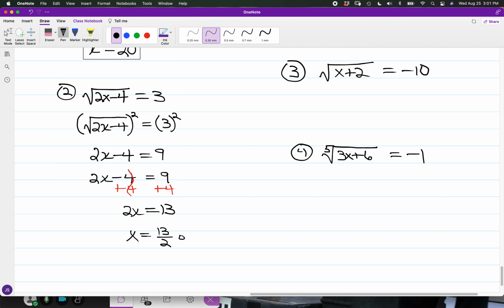And you can also write this as a decimal, since it does end at 0.5. So we can say that x is equal to 13 halves or 6.5.